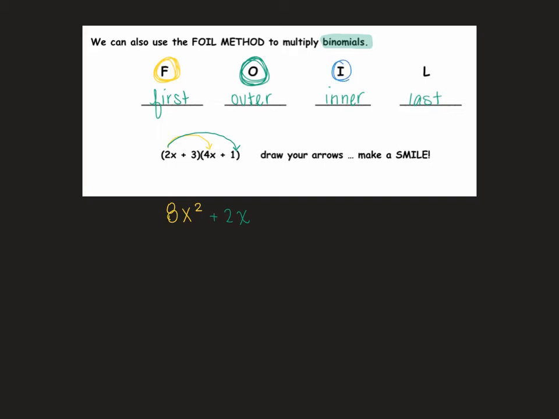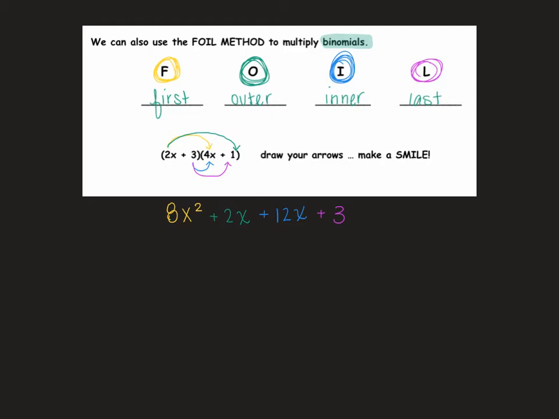Now we have our inner terms. So our inner terms are these 3 and the 4x. When we multiply them, we do 3 times 4, and we get 12. And then we just have our x, so it's going to be plus 12x. And then we have our last term. So those are the terms that are last in each binomial, and that's 3 times 1, so that's plus 3.